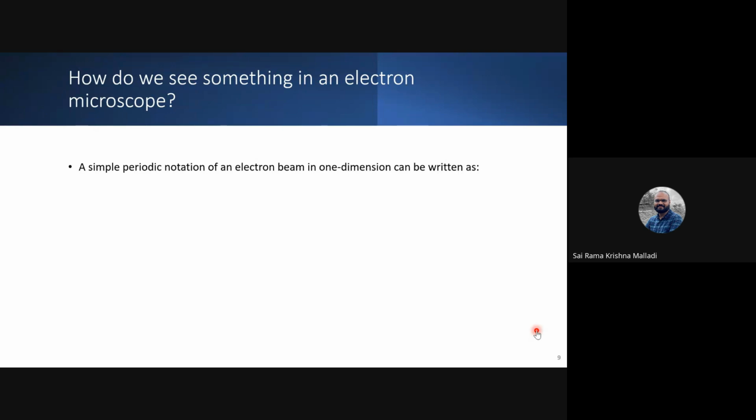Is it not? Yes, it can slow down. And this process of slowing down is refraction in terms of optical wavelengths. In terms of an electromagnetic wave, you can have a phase shift which is happening. Okay. So if I look at the simple general periodic notation of an electromagnetic wave in one dimension, you all agree that it can be written like this?